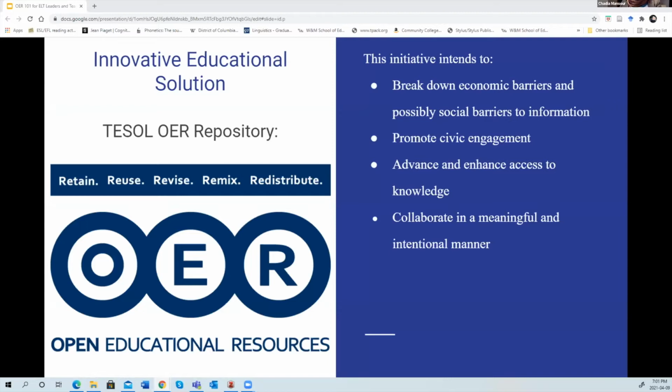So open educational resources is one among the many solutions that could help narrow the educational gap across the ELT communities. And the TESOL OER repository is a solution to this educational inequity between developed and developing countries, and even among the many communities inside the developed countries themselves. It's a solution that serves as a venue to support the under-resourced TESOL communities around the world.